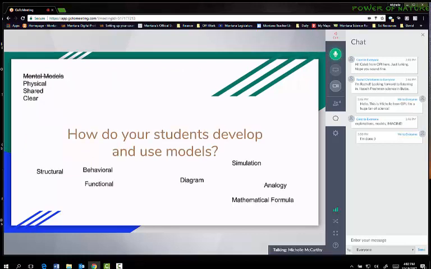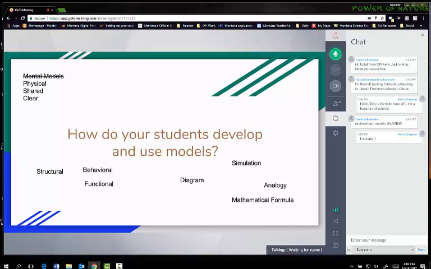I think it's really important too, because in the last PLC, the common statement that was repeated was students having a hard time either moving from the model to the mathematical piece, or from the mathematical piece to the model, or actually using it in real life.